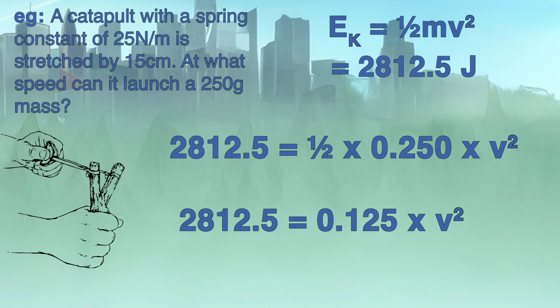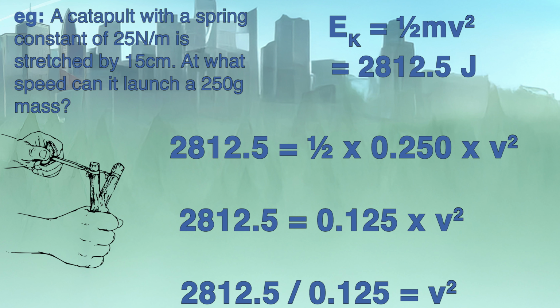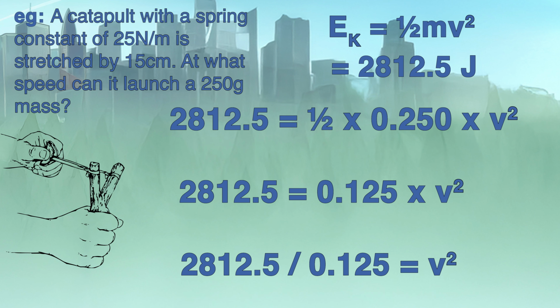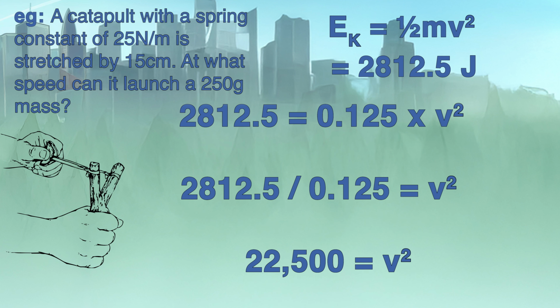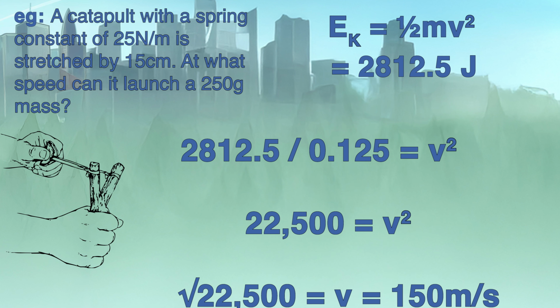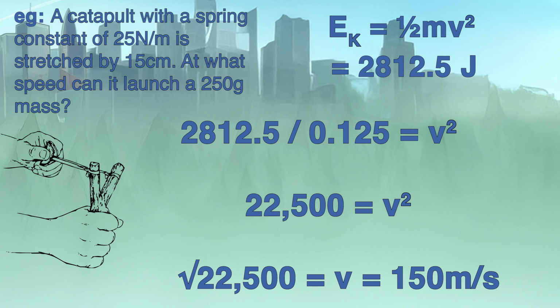2,812.5 equals 0.125 times v squared. So 2,812.5 divided by 0.125 equals v squared, and 22,500 equals v squared. So we square root that and get a velocity of 150 metres per second. That is seriously fast. Faster than a plane is catapulted from an aircraft carrier.